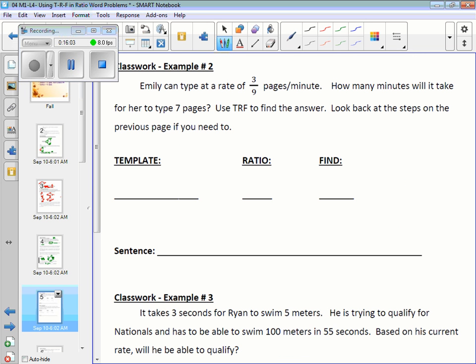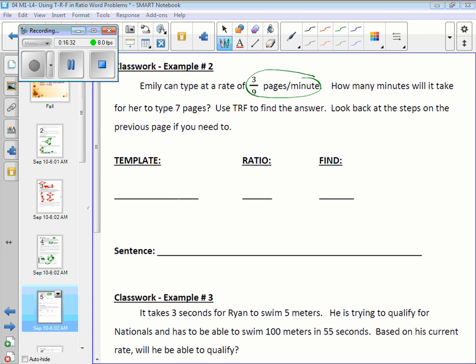Okay, do me a favor, read example 2 quietly to yourself, and then I'm going to ask you some questions. All right, the first question is, what should I circle? 39. And I do want to include also the label pages per minute, because I'm going to need that in the template as well.